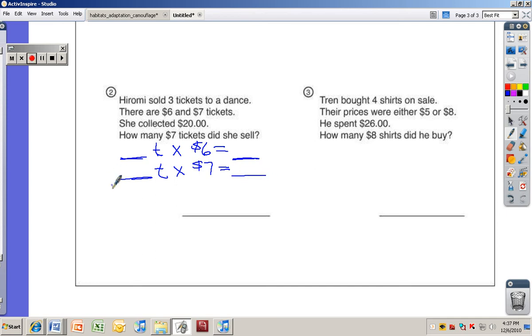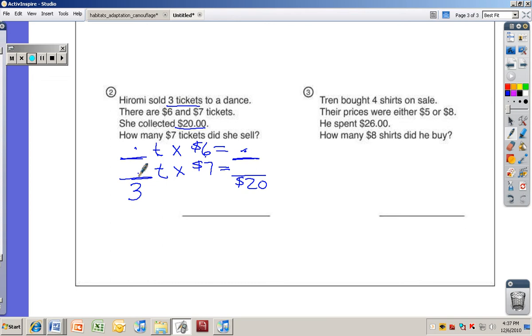The total number of tickets, it says, is 3. So that has to add up to be 3. The total amount of money is 20. So this has to add up to be 20. So now we're just going to guess and check. You might want to start with maybe, what if we did 2 here? So 2 times 6 is 12, excuse me, 12.